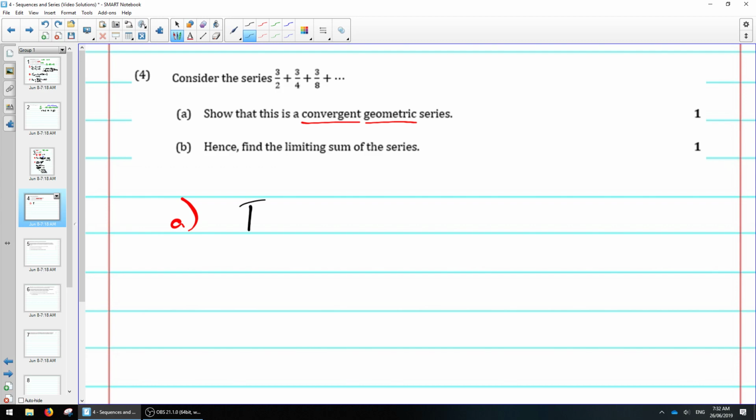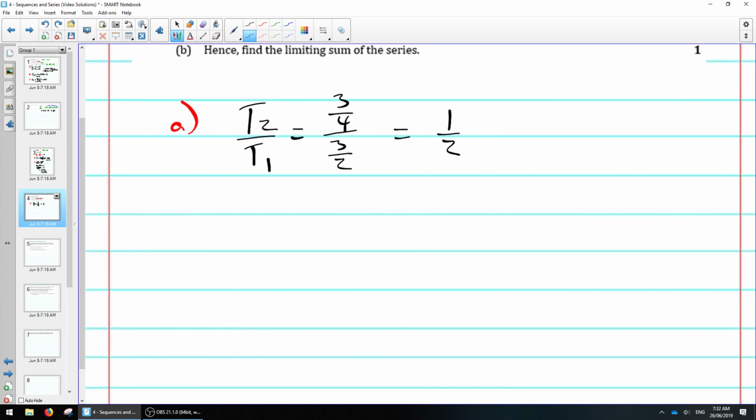So if I do t2 divided by t1, that's going to equal 3 over 4 over 3 over 2, which equals 1 over 2. And then similarly, if I did t3 over t2, that would equal 3 over 8 over 3 over 4, so it equals 1 over 2. So again, that common ratio exists.